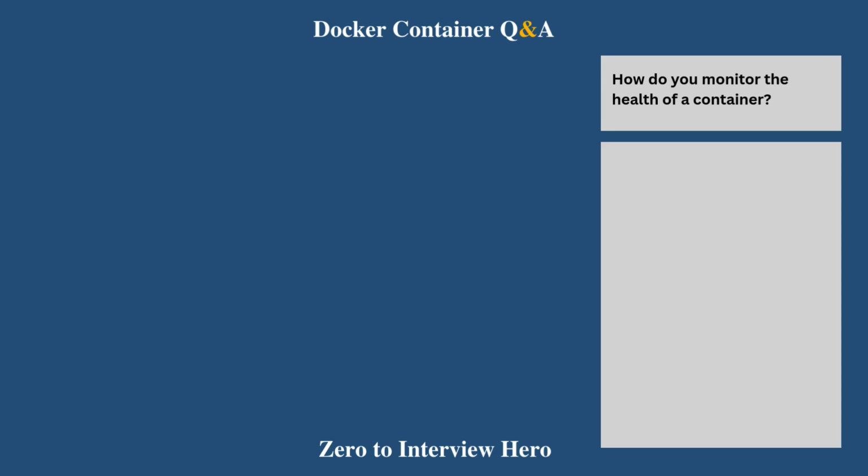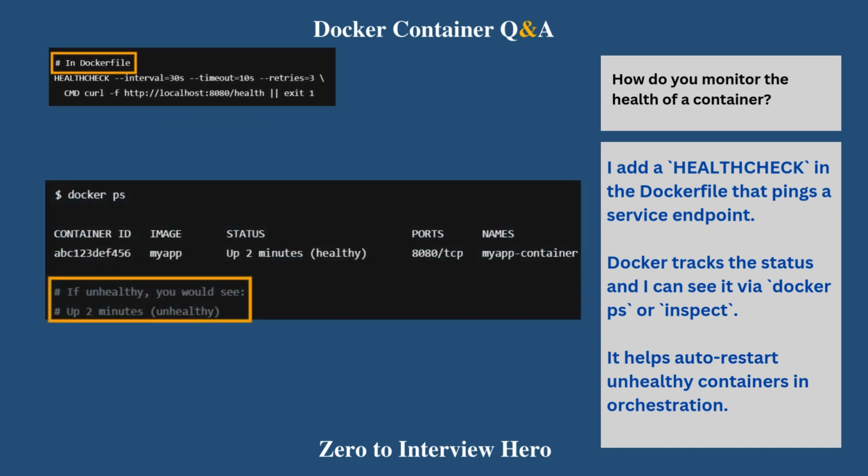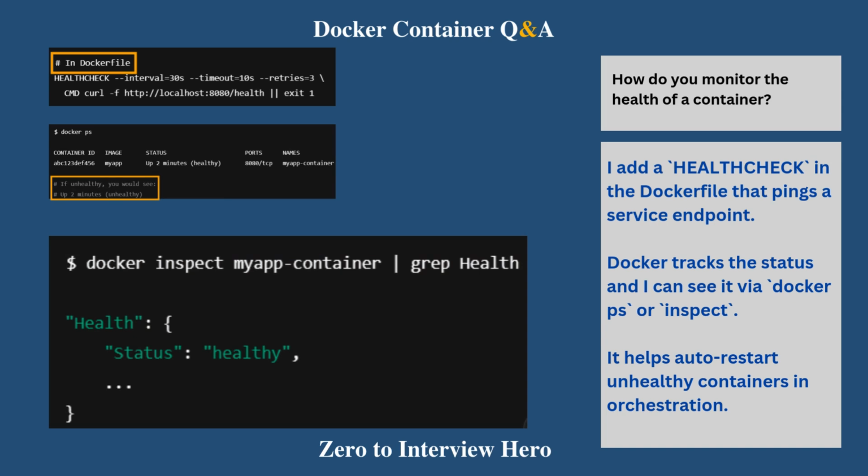Moving on with our next question. How do you monitor the health of a container? Here's how you can respond. I add a health check in the Dockerfile that pings a service endpoint. Docker tracks the status and I can see it via docker ps or inspect. It helps auto restart unhealthy containers in orchestration.